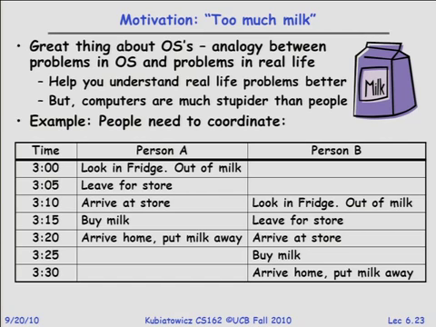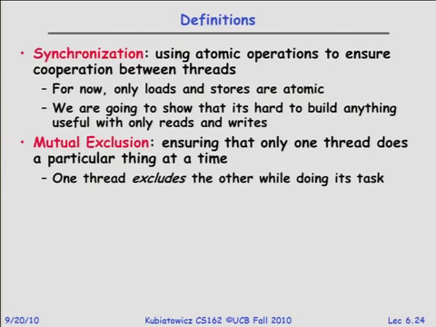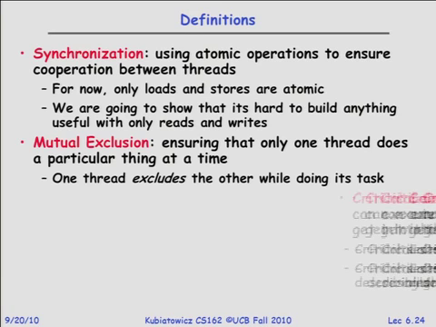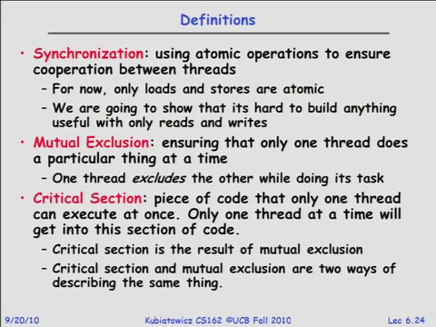Mutual exclusion is ensuring that only one thread is allowed to do a particular critical thing at a time. A good example in the milk analogy is that only one of you can actually be in the purchasing milk scenario at once. That would be something we'd want a mutual exclusion on. And then finally, a critical section is the thing you do mutual exclusion on. It's a piece of code that only one thread can execute at once. And so the critical section is the result of mutual exclusion. Perhaps mutual exclusion and critical section are different ways of describing the same thing.